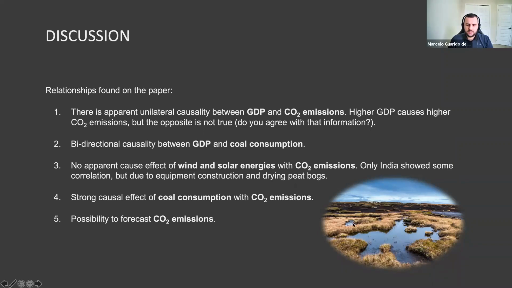In India, they are building those renewable energy plants in those areas because they are not good for any kind of production. And those areas are drying and they are actually releasing the CO2. They also saw there is a strong causal effect of coal consumption on CO2 emissions, which looks straightforward. And knowing this information, they can forecast the CO2 emissions with high accuracy.